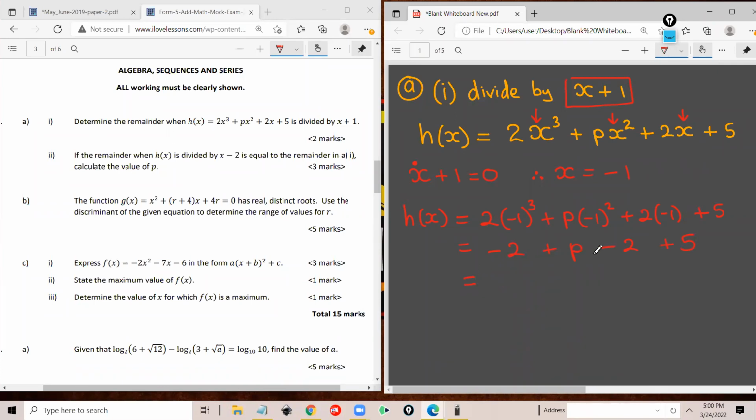So let's simplify this as much as possible. Minus 2 and minus 2 is minus 4, plus 5. That's 1. So you end up with 1 plus p. So the remainder, I'll put REM, I can't make the word fit in between there. The remainder, we don't get an actual number.